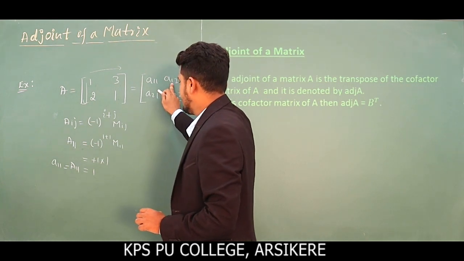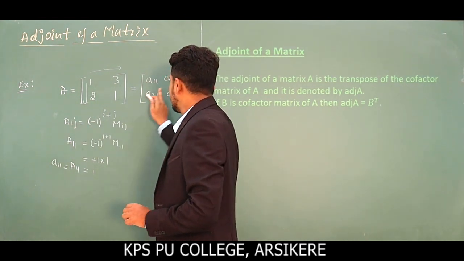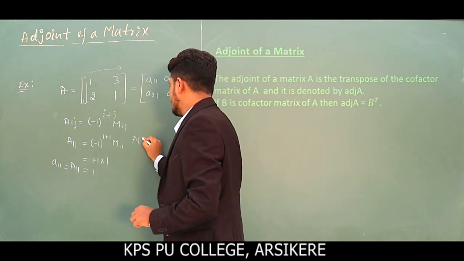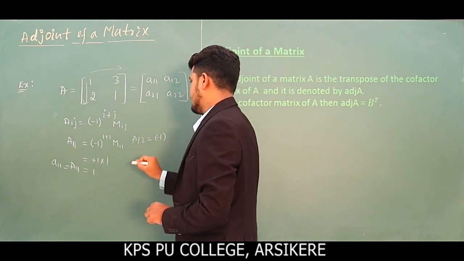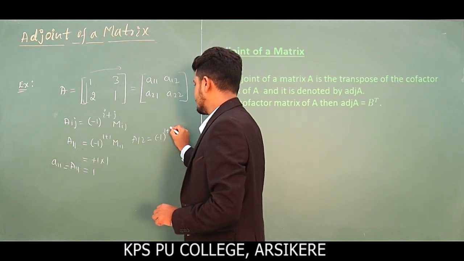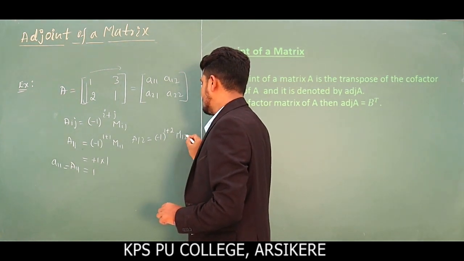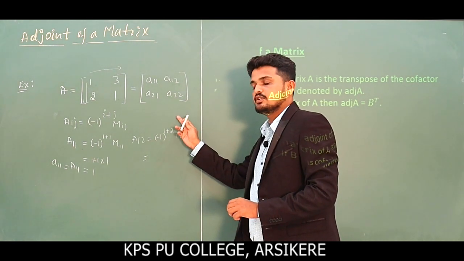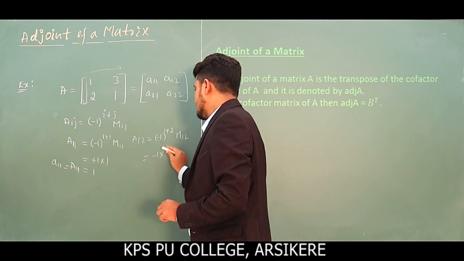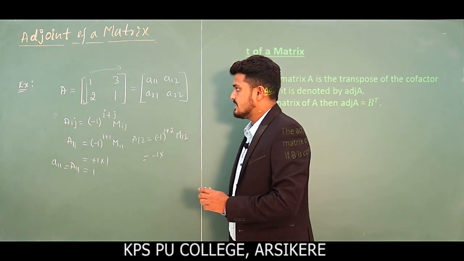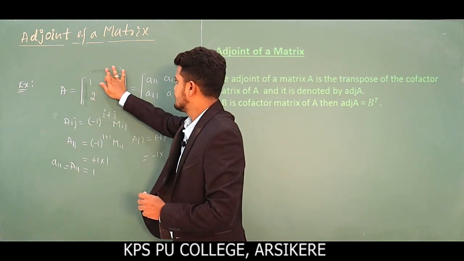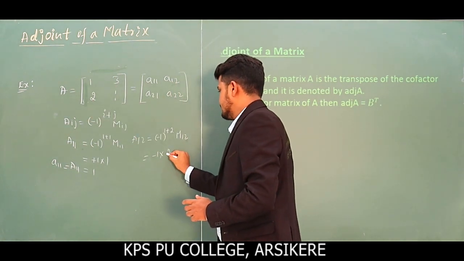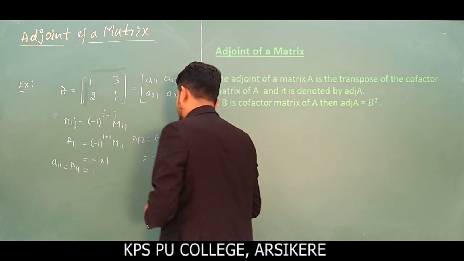In the same way, next element A12. In place of i it is 1, in place of j it is 2. A12 is equal to minus 1 to the power of 1 plus 2 into M12. Here it is minus 1 to the power of 3, so minus 1 whole cube, so minus 1 into M12. M12 is the minor; again eliminating the ith row and jth column, the remaining is 2, which gives minus 2.